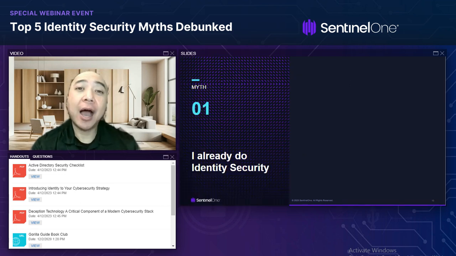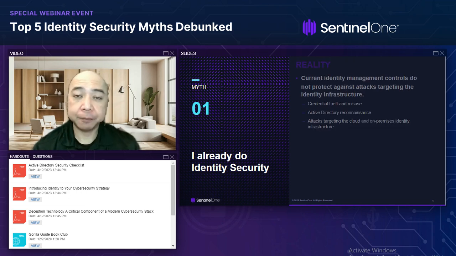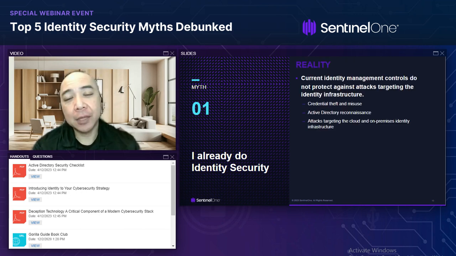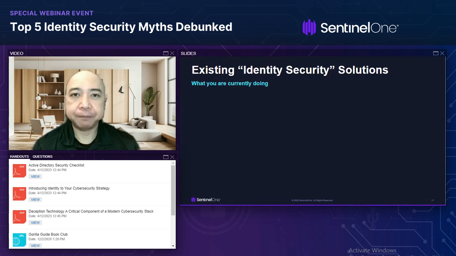The first myth: I already do identity security. You think that just because you've got things like IAM, PAM, MFA, and all that other stuff, you're doing identity security. Here's the reality. Current identity management controls do not protect against attacks targeting the infrastructure. That includes things like credential theft and misuse, Active Directory reconnaissance, attacks targeting the cloud and on-premises identity infrastructure, and things of that nature. So let's delve into this a little bit.